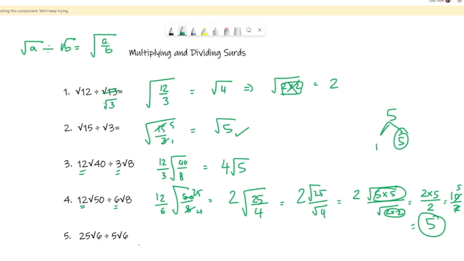25 root 6 divided by 5 root 6. So first we'll divide 25 by 5, so it will be 25 over 5. And then root 6 over root 6. So 25 divided by 5 is 5. 6 divided by 6 is root 1. Root 1 is actually 1 times 1, so 1 is out, so it's 5 times 1, which is just 5. The answer is 5.